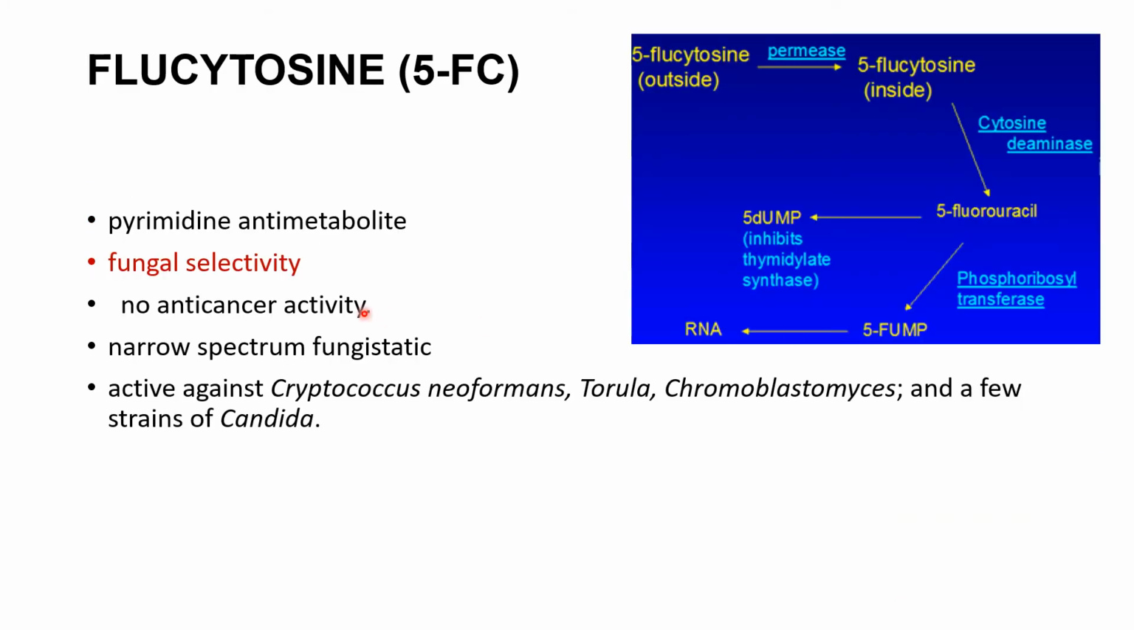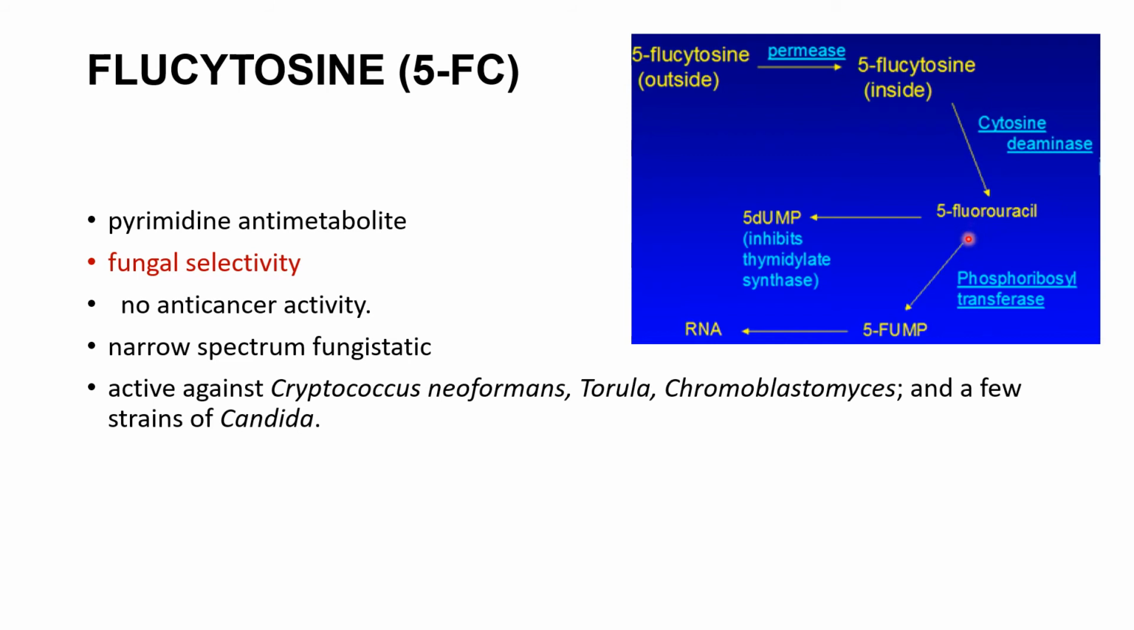The next drug is flucytosine. This is a pyrimidine antimetabolite. It goes inside the fungal cell and gets converted into 5-fluorouracil. You all know 5-fluorouracil is an anti-cancer drug, but here this drug gets converted into 5-fluorouracil only inside the fungal cell, so it doesn't have any anti-cancer activity against mammalian cells.